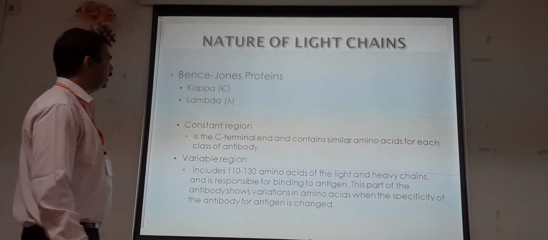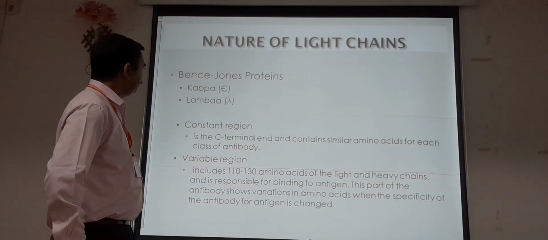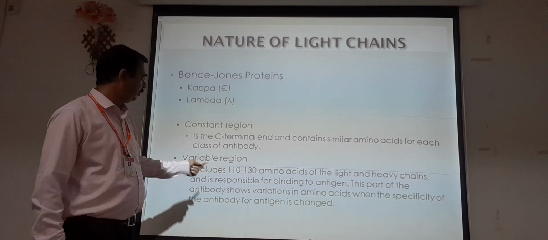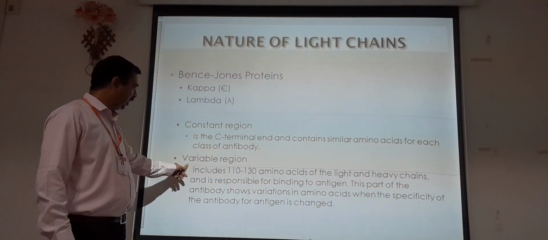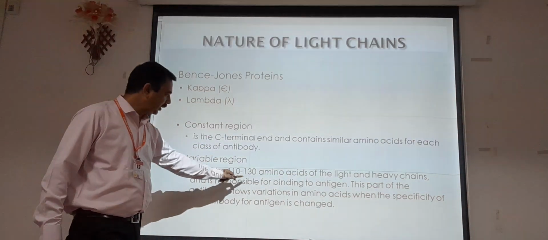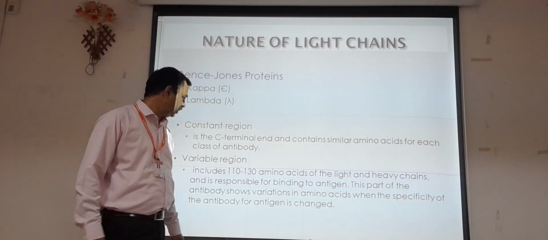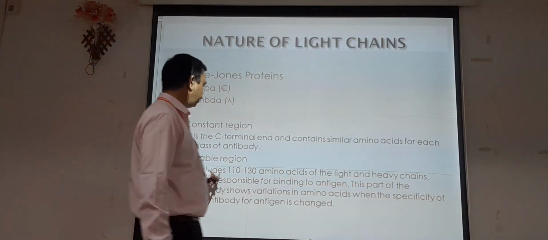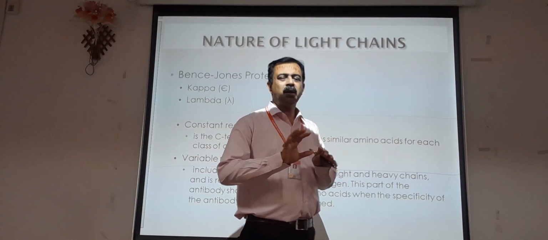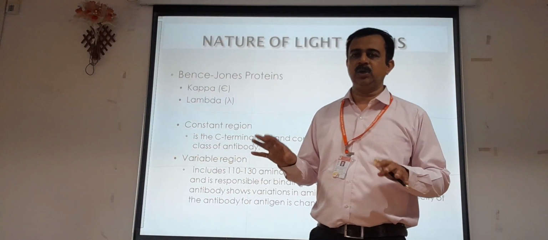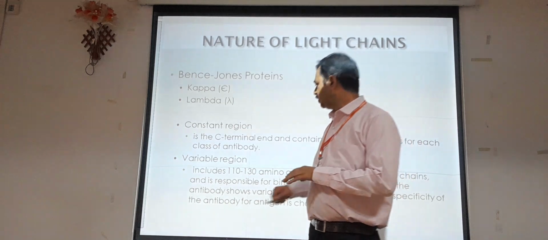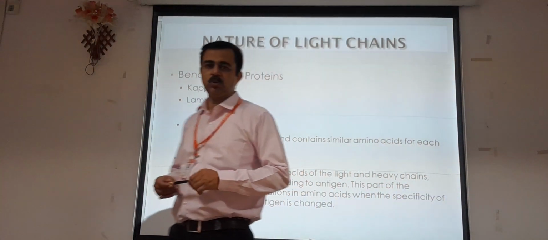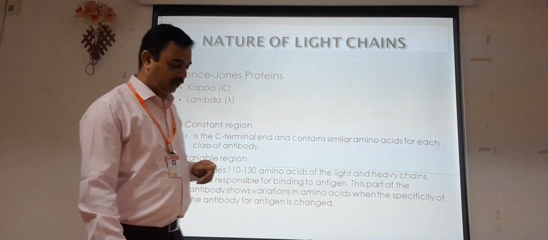Now, nature of the light chains. The light chains have kappa and lambda. Constant regions, C-terminal region ends and similar amino acid classes of antibodies. Variable region includes 110 to 130 amino acids of the light chain and the heavy chain responsible for binding of antigens. So this is one of the most important parts of the variable region, because there are a number of antigens present. In order to recognize them, there is a sequence of 110 to 130 amino acids present over there, and then it will work it out.